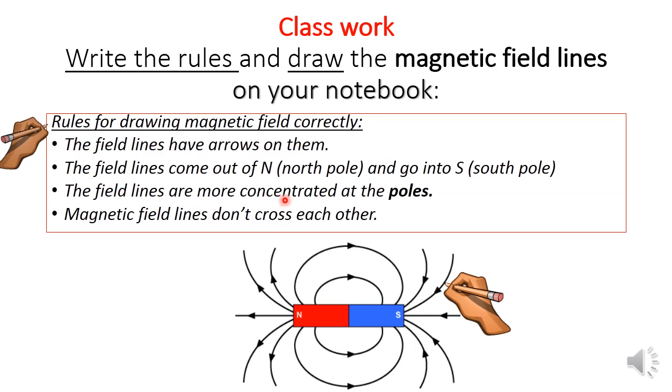Another rule: the field lines are more concentrated at the poles. So you have more lines or curves coming in at the edges, the poles. But what about the middle? We have less concentrated lines. Last rule: magnetic field lines do not cross each other, so they are not intersecting. They are not making the letter X. When you finish, you have to write these rules in your notebook and draw this figure also. Send me a photo so I can be sure that you did your classwork.